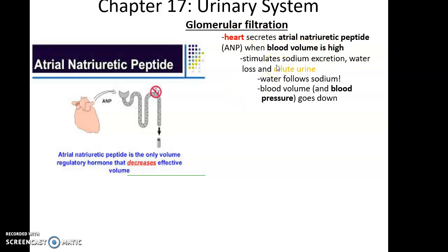So it secretes this hormone that goes to the kidneys, goes to the nephrons, and stimulates the excretion of sodium into the urine. So there's more sodium going into the urine. Water follows sodium, so now there's more water going into the urine, so we get dilute urine. This then decreases overall blood volume, which would then decrease overall blood pressure and make the heart happy. Isn't that weird? The heart can make us pee more.